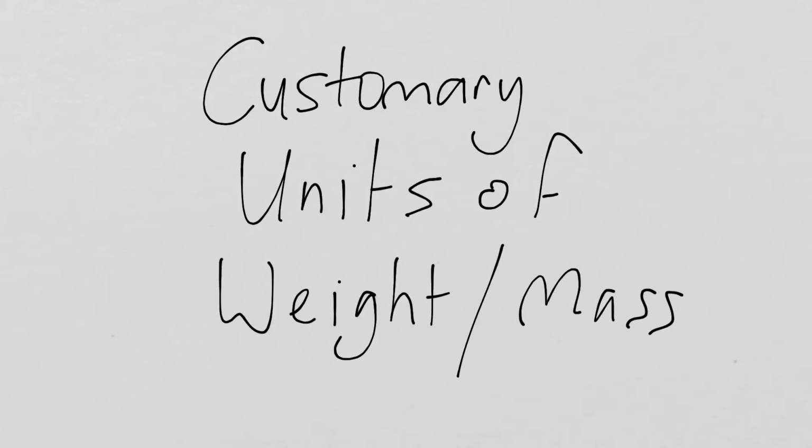Okay, we're going to be looking at customary units of weight or mass here. Customary units are again units that are used in the US. The metric unit for weight or mass is grams. Weight is how heavy something is. Mass is how much material it's made up of. And usually they're kind of thought of in the same way.